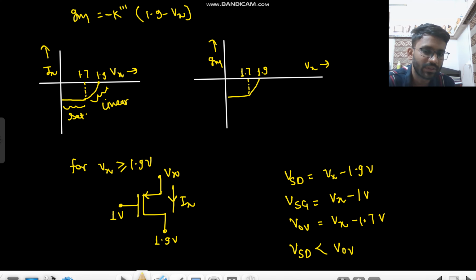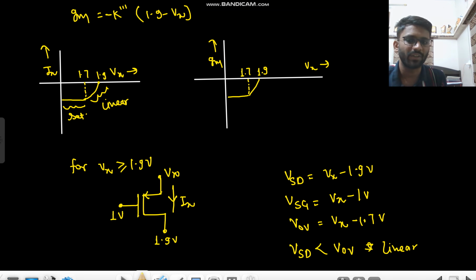How? Because Vx is getting less by a greater value in one and by a lesser value in the other. Let us assume Vx is 2, so it would be 0.1 and it would be 0.3. So VSD is less than V overdrive. That means it is in linear region. So now we don't need to write the equation, right? Linear region equation we don't need to write. We will just draw the graph now, or we can write it as well. Just write the equation.